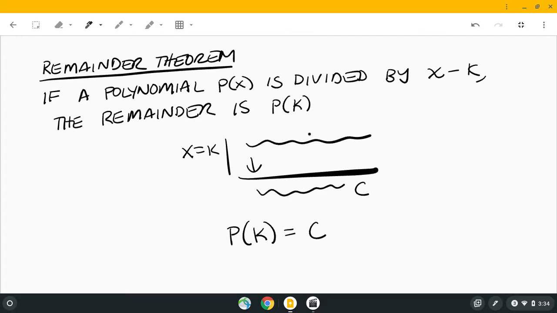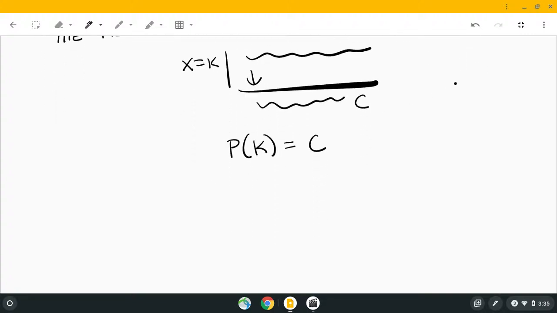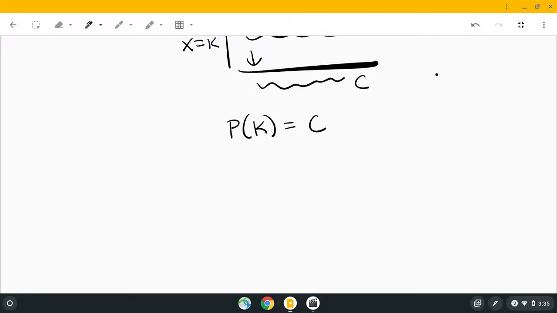So what they're saying is that synthetic division is just another way to evaluate polynomials, because this remainder will be equivalent to evaluating the polynomial at this k value. Okay? All right, so let's take a look. That's kind of a neat little theorem. Okay, so let's recall when you had something like this.